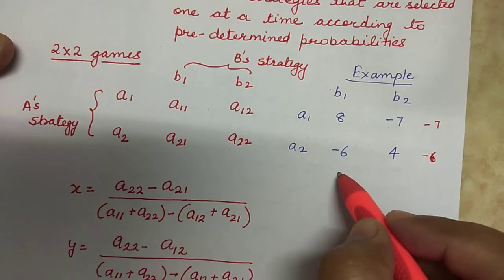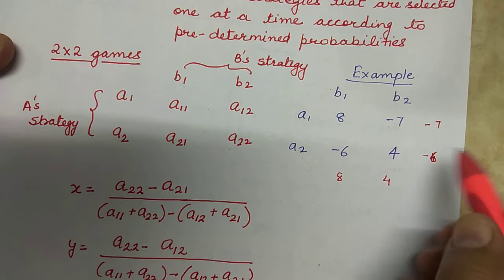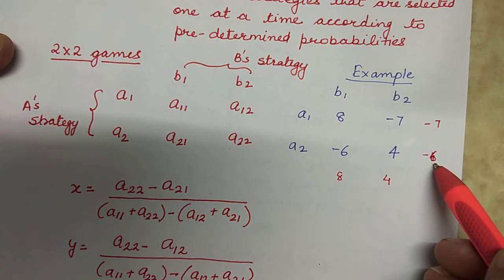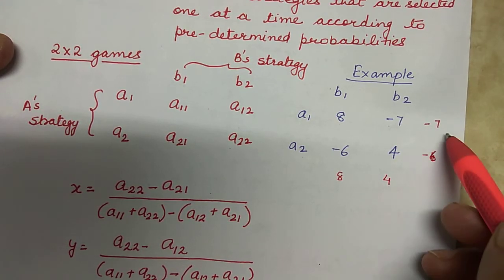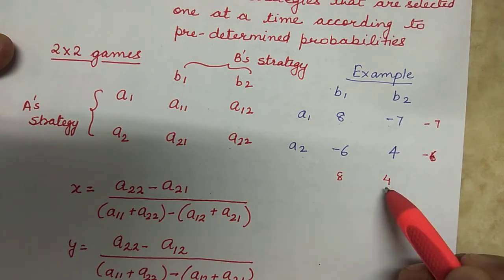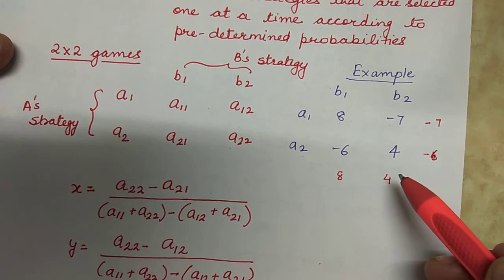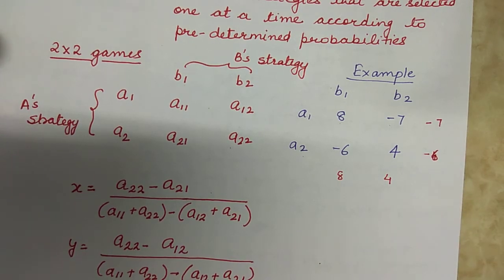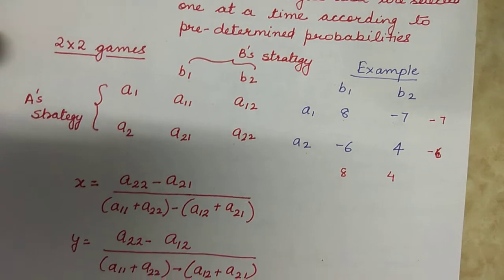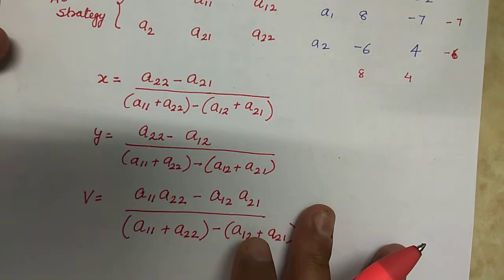Here the maximum value is 8, here the maximum value is 4. Out of the minimum values we have to choose the maximum, and out of these maximum values we have to choose the minimum value. Now because they are not the same values, saddle point does not exist. So one simple way is to use the formulas.